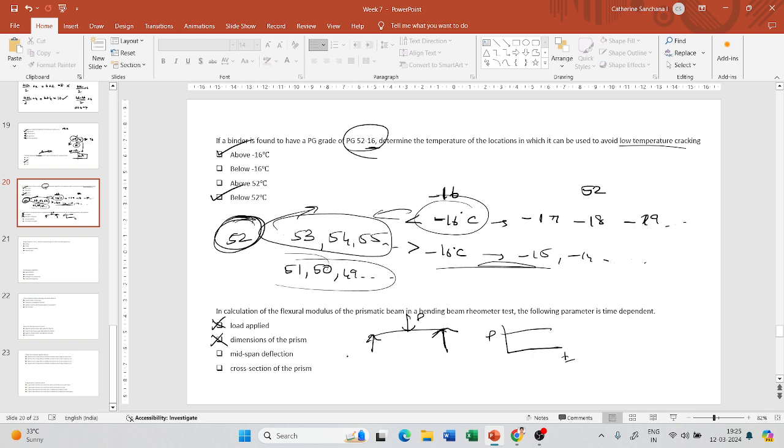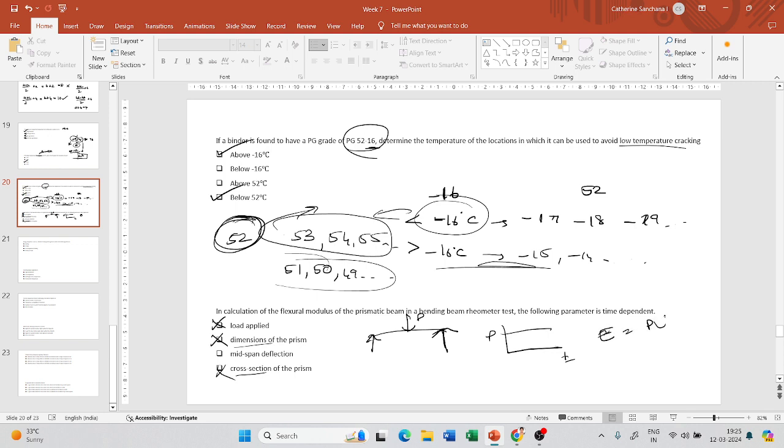Midspan deflection, obviously yes, because let us see, if the dimensions do not vary, then the cross section also does not vary, so this is also not the option. Midspan deflection, we saw, right? We saw the equation for a prismatic beam, elastic beam.